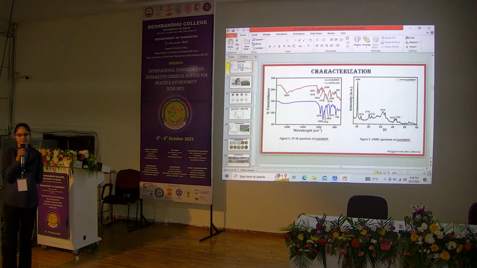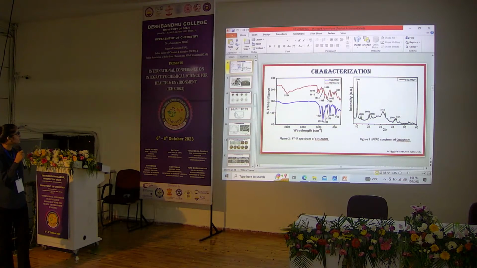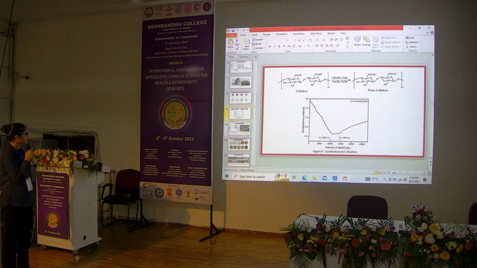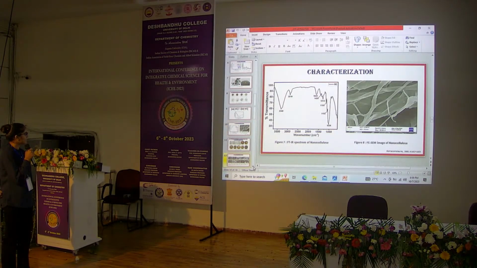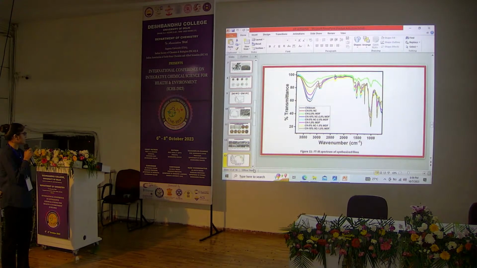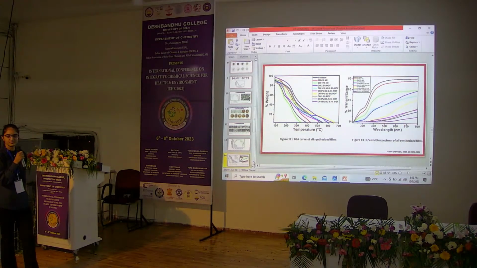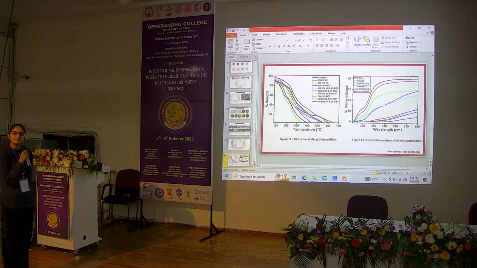Now come to the TGA plot. Next. I think 13 or 14. Next. Yes, this one. Your x-axis is temperature and the y-axis is percent weight. In all the plots, your weight is coming to 0.